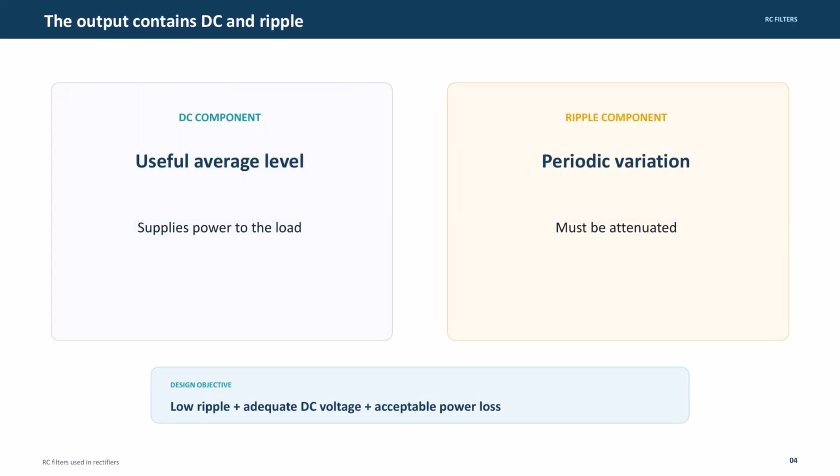It is useful to keep the two output components conceptually separate. The DC component is the average level and is responsible for useful power transfer. The ripple component is the periodic variation around that average. A filter does not simply make ripple smaller at any cost. Increasing the series resistance may improve attenuation, but it also reduces the DC load voltage and wastes power. A sound design therefore balances three objectives: low ripple, adequate DC voltage, and acceptable component loss and heating.